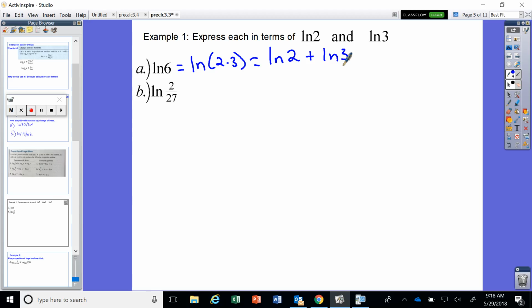Challenge yourself. Pause the video right now. See if you can do the natural log of 2 over 27. All right, before we go on over it, do it. Pause the video now. What did y'all think? Well, let's take a look here.